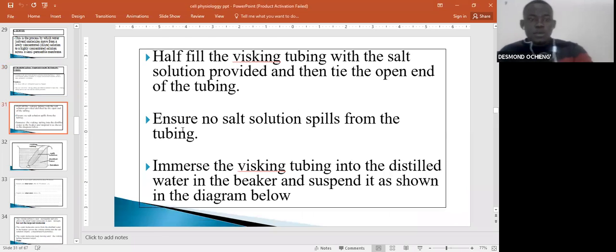Now, once you have tied one end of the visking tubing with a thread, you fill the visking tubing halfway. Fill the visking tubing with salt.